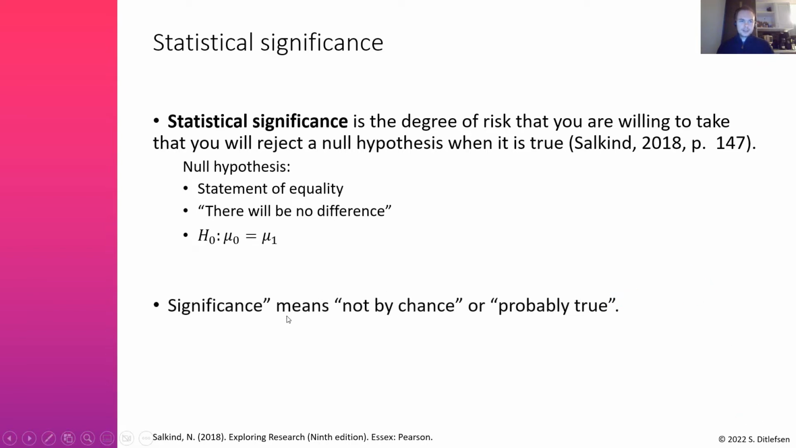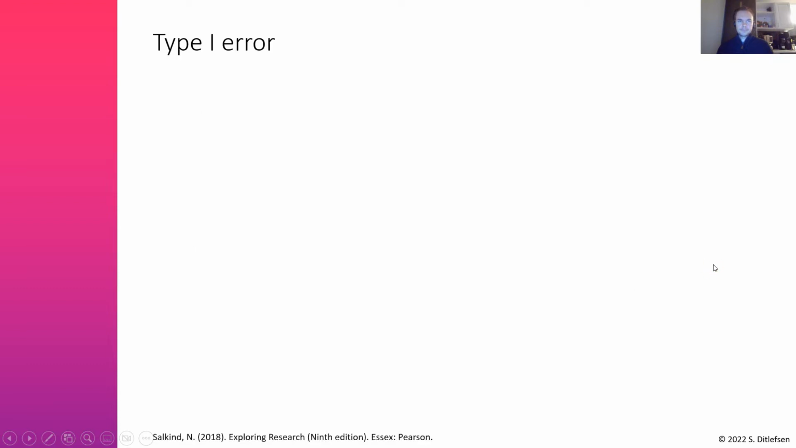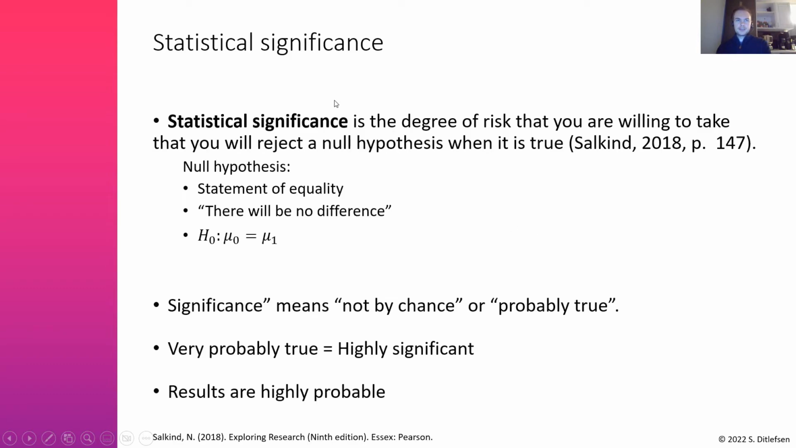Continuing, significance means not by chance, or probably true. So we say that it's very probably true, meaning highly significant. So the results are highly probable. Okay, so we know what statistical significance is.